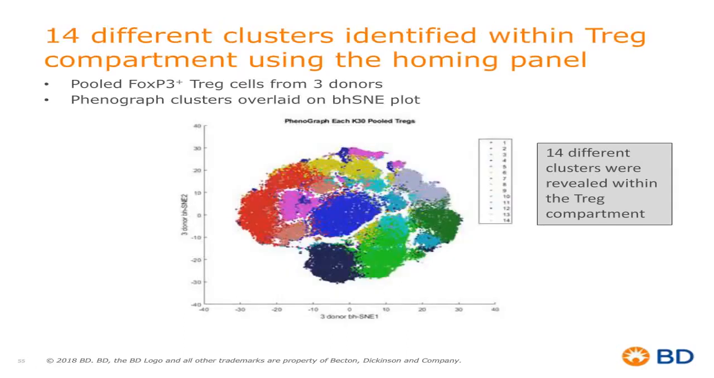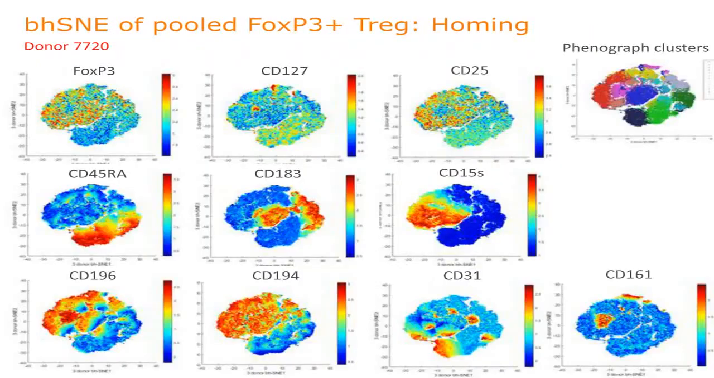Now we can then go ahead and take these pooled T regulatory cells and run a tSNE algorithm, and then identify our 14 different clusters of interest. So this is just color-coding all of the different clusters that were identified. Now, we can then take this a step further. And you know how we had previously overlaid our different markers, our different antigens that we're interested in? We can now compare this to our phenograph clusters.